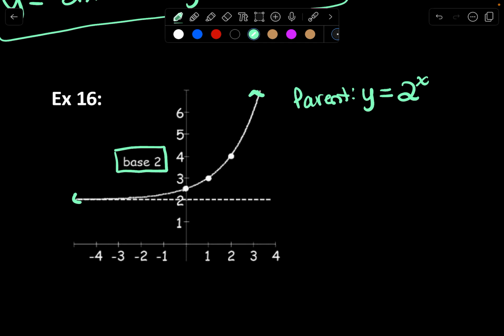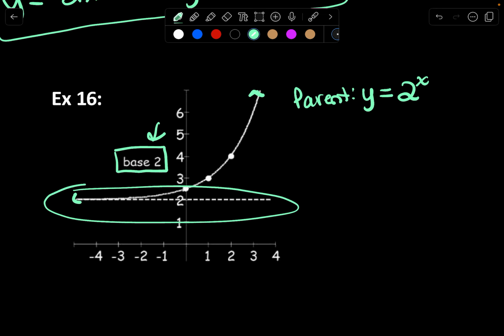And then sometimes people get confused, is this log or exponential? Well, because you'll be given the base if it's log as well, but the giveaway should be which asymptote you see. If it's a horizontal asymptote, then that means it's exponential. If it's a vertical asymptote, you have a logarithmic function.